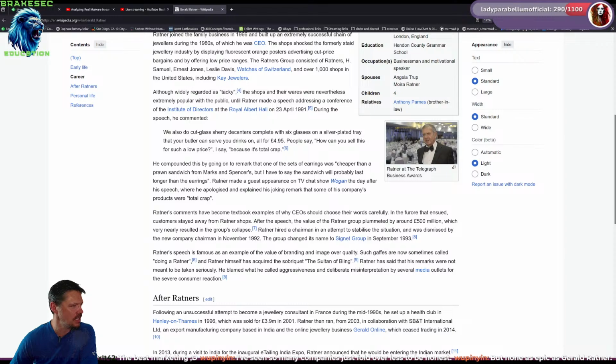We do cut glass sherry decanters complete with 6 glasses on a silver-plated tray that your butler can serve you drinks on for $4.95. People say, how can you sell for such a low price? Because it's total crap. Oh, no. Whoops. Cheaper than a prawn sandwich from Marks and Spencer's. I have to say the sandwich will probably last longer than the earnings.